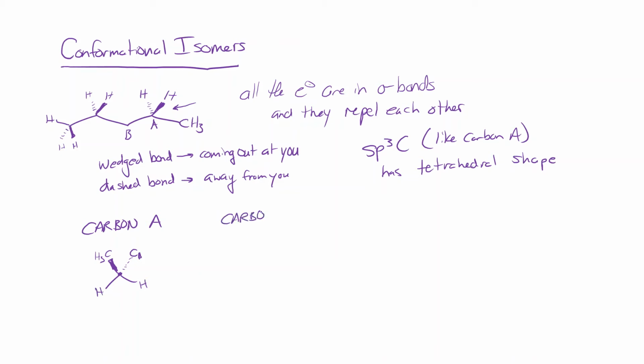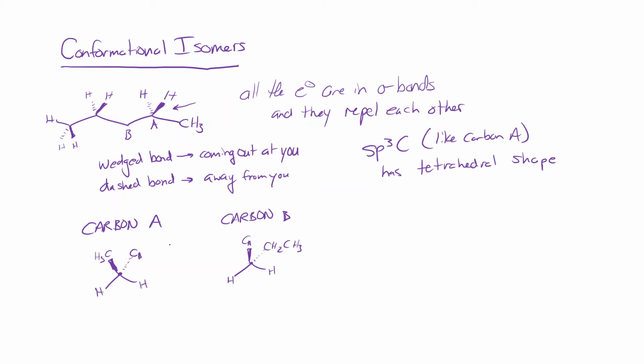Carbon B is going to look very similar, except that behind it are going to be the 2 other carbons that are part of the chain. In front of it is going to be carbon A and 2 hydrogens. Okay.